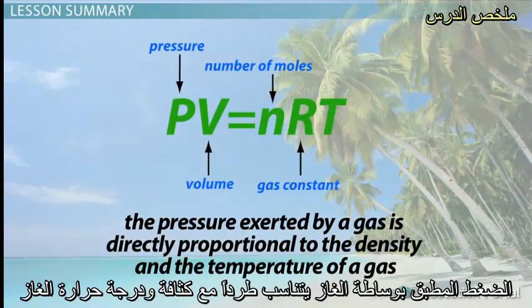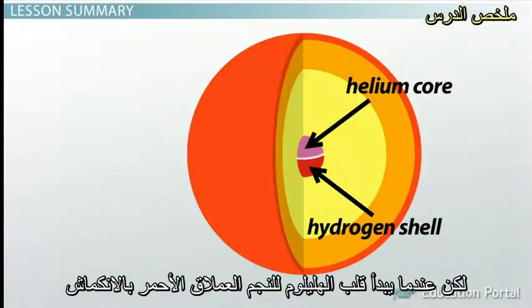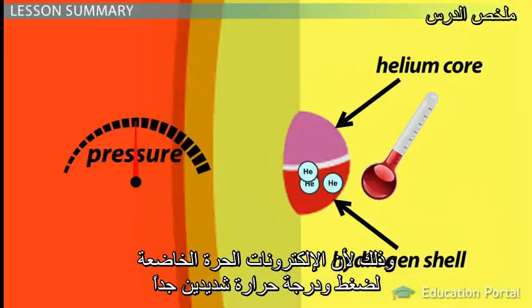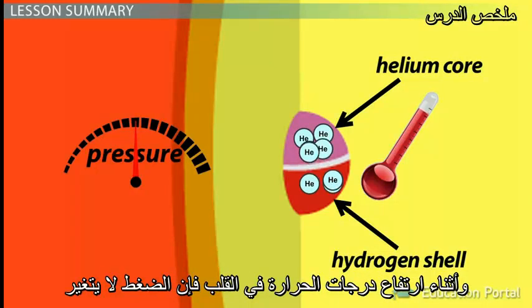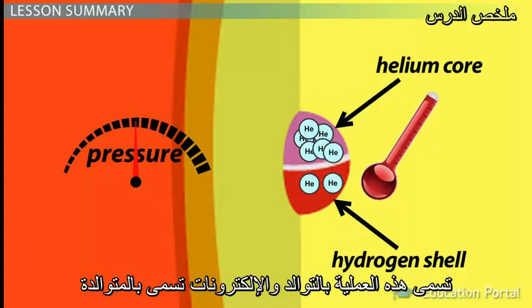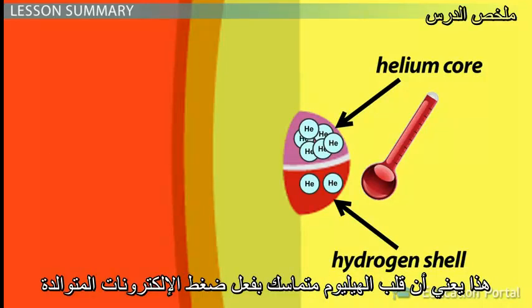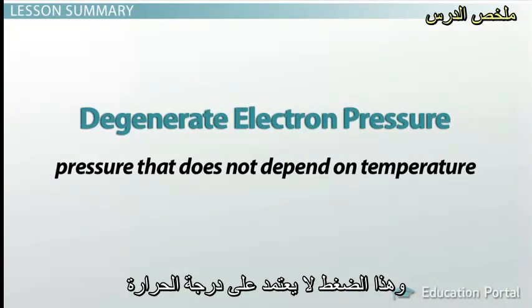The pressure exerted by a gas is directly proportional to the density and the temperature of a gas. But when the helium core of a red giant begins to contract, this isn't really the case. That's because free electrons under extreme pressures and temperature can't contract any further, and while the temperature rises in the core, the pressure does not. This process is called degeneracy, and the electrons are termed degenerate. This means the helium core is held up by degenerate electron pressure, pressure that does not depend on temperature.